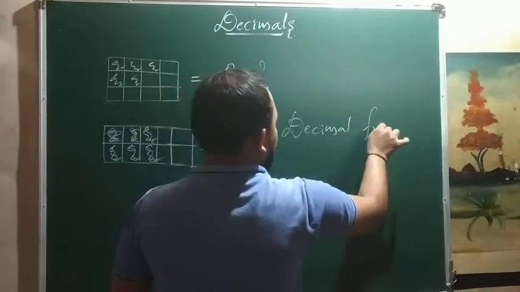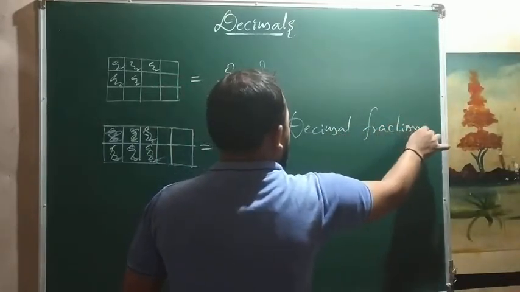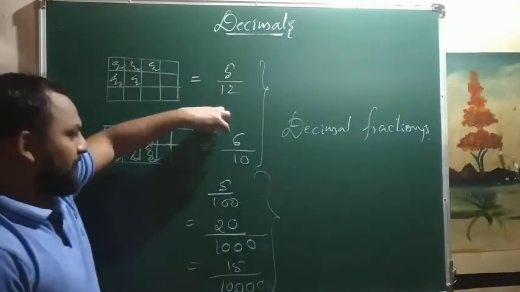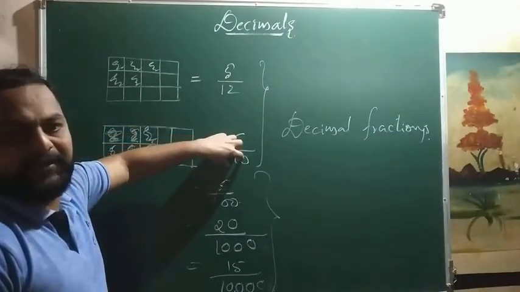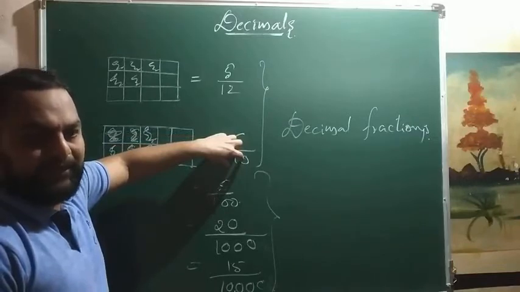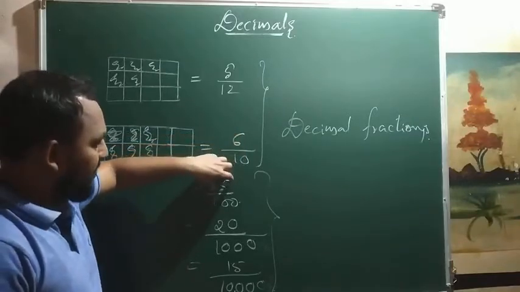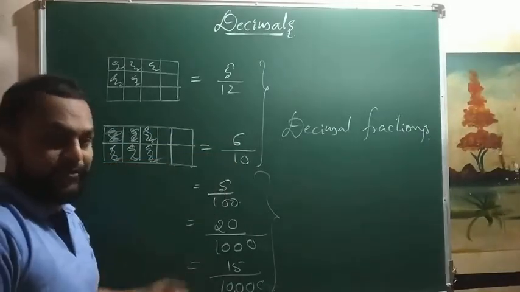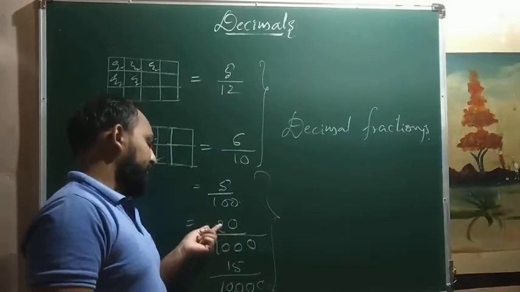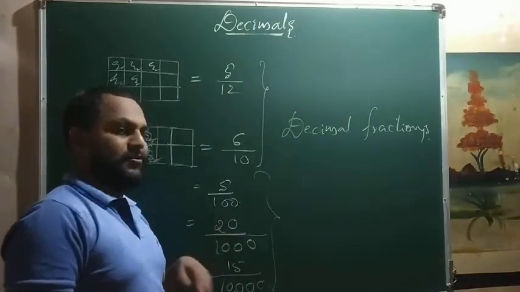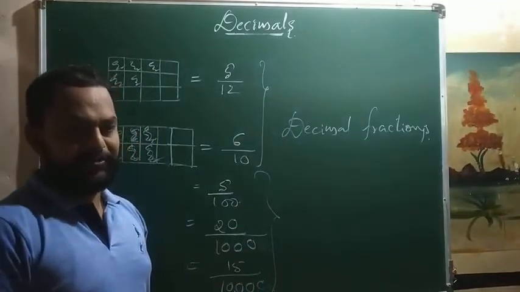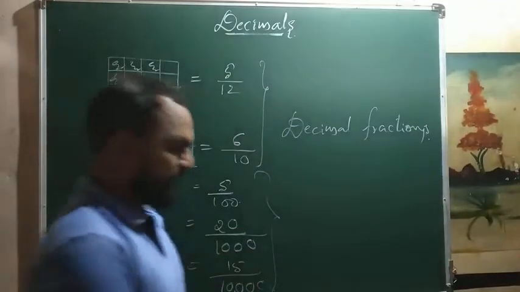Decimal fractions. Here, 6 divided by 10 means 0.6. Then 5 divided by 100 means 0.05. Then this one is 0.020. These are the decimal fractions.